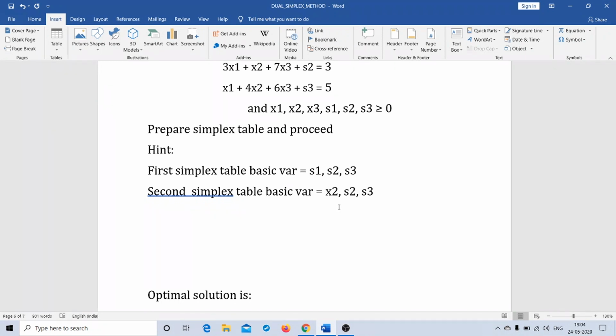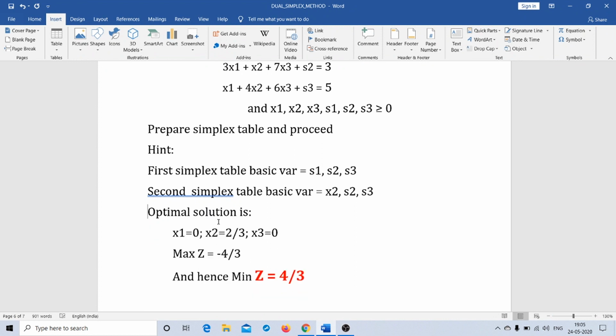And once we find the outgoing and incoming vector, at the end of the first step or the first simplex table, we conclude that s1 is the outgoing vector and x2 is the incoming vector. So the variables x2, s2, s3 will form the second simplex table, right? And then the solution becomes optimal, and the optimal solution is maximum z is minus 4 by 3, and since the problem is of minimization type, the minimum z will be 4 by 3.